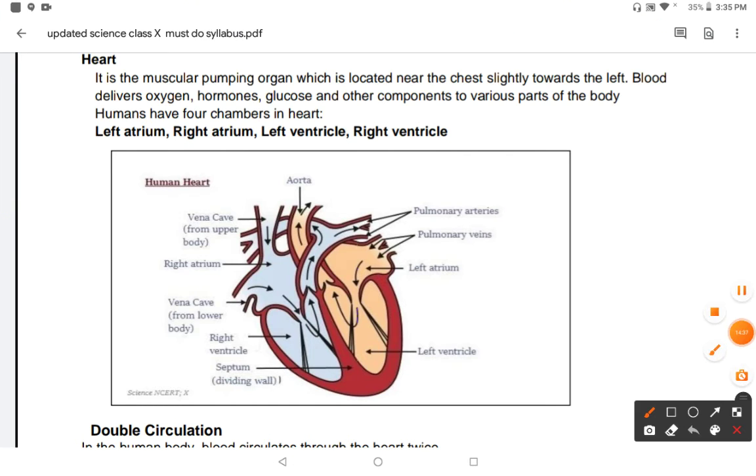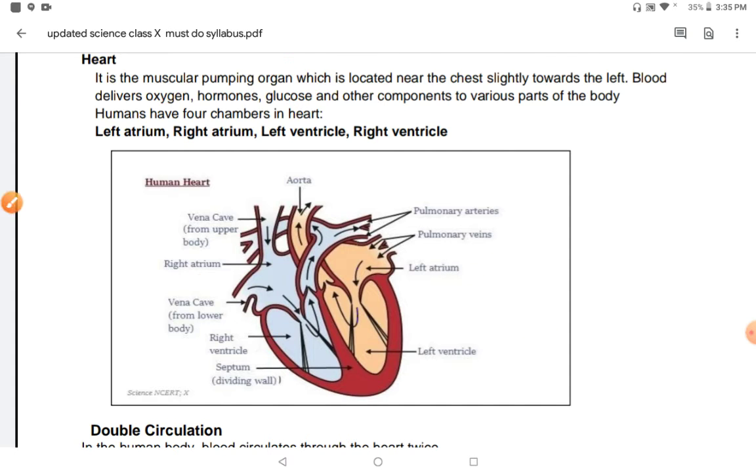And what is the heart? The heart is a muscular pumping organ which is located near the chest, slightly towards the left. Blood delivers oxygen, hormones, glucose and other components to the various parts of the body. And in humans there are 4 chambers in the heart: left atrium, left ventricle, right atrium, right ventricle. These are the 4 chambers in human beings.